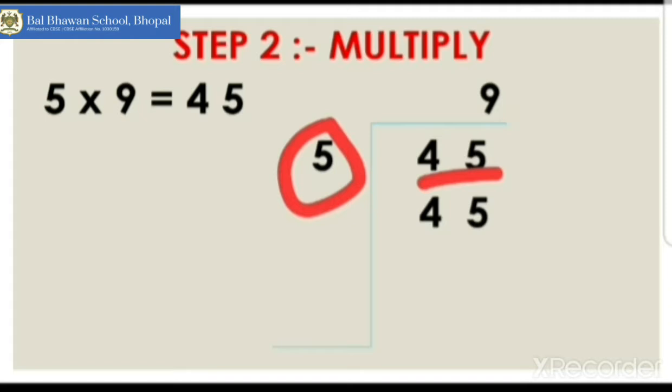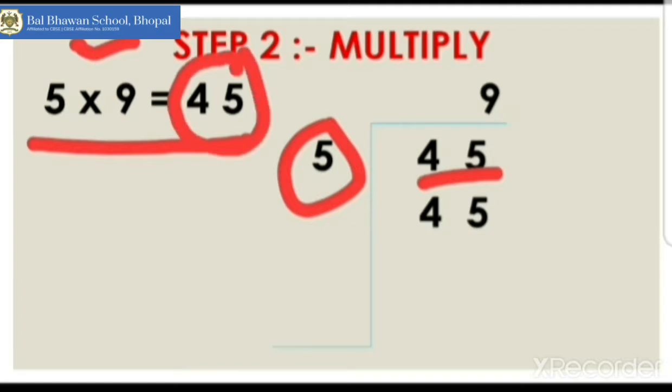So children, you can see we have got 45. How are you going to read it? 5 nines are 45. Okay. So we have got how many times 5 is there in 45. It is 9 times. So this 9, listen carefully children, it is to be written on the top of the bar. Okay. So 5 nines are 45, 45 is the product and here it is the dividend. So this 9 will be written on the top of the bar.